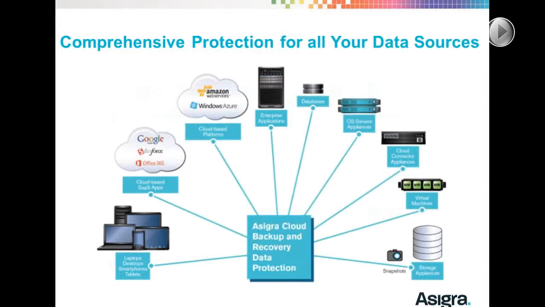So, this is kind of recapping what I just said. Asigra Cloud Backup is a comprehensive data protection platform for all of your enterprise data sources. And it's important to note that comprehensive does not mean one size fits all. You can pick and choose at a very fine granular level the level of protection you want on a data source by data source basis. So for example, you may have some virtual machines that you're just using for your test environments. You really don't care about them too much. Maybe you just want to back them up once. You can easily do that with Asigra Cloud Backup.